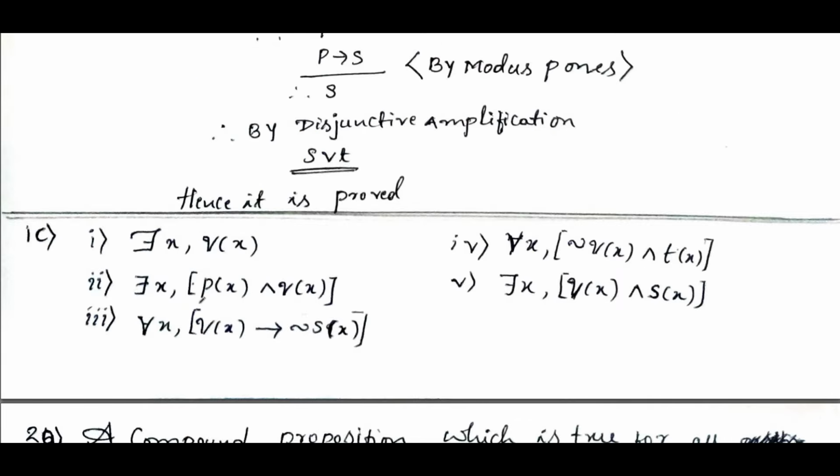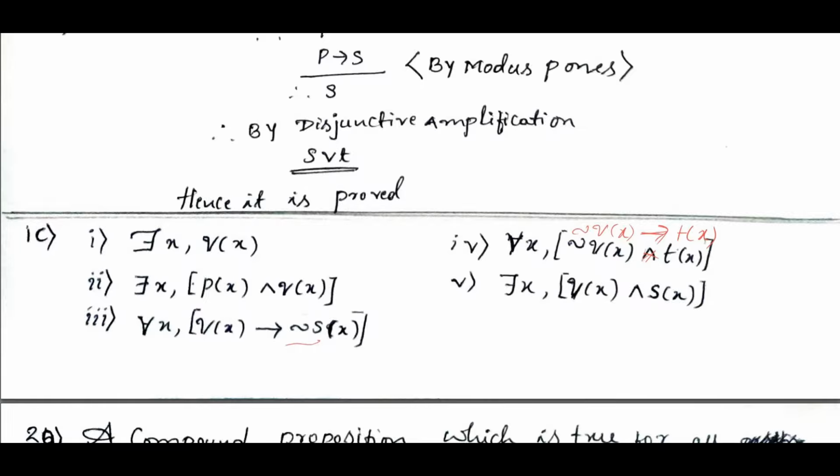Similarly, for the next problem, there exists x, P of x conjunction Q of x. For the third one, the symbolic form is for all x, Q of x implies negation S of x, since they have mentioned "not" there. When I come to question number 4, make a correction here: the answer is negation Q of x implies T of x. It is not conjunction, it is implies. For question number 5, there exists x, Q of x conjunction S of x. That will be the solution. So this is question number 1.